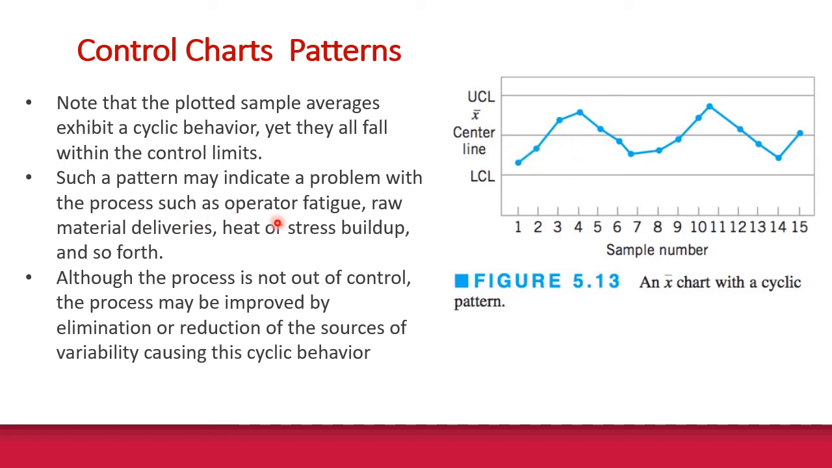Some problems that I've shown here, it could be operator fatigue. The operator gets tired, maybe needs a break. You know what I mean? It could be a difference in materials, heat buildup or stress. There's all kinds of things that can cause this. But the key thing is, if you see this on your control chart, you need to start investigating what's going on. Even though the process is in control theoretically, it can quickly become out of control because something's going on. This is non-random behavior.